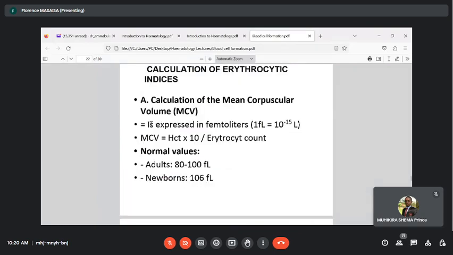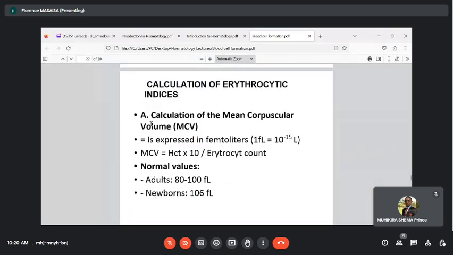Then how do we calculate these red cell indices? Mostly it's given by the machine. What you need to know are the normal values. MCV, which is in adults 80 to 100. In newborns, it's somewhat higher.